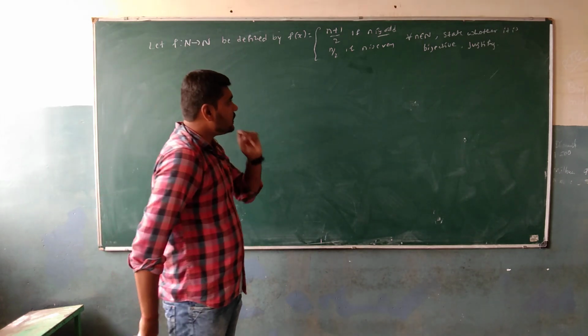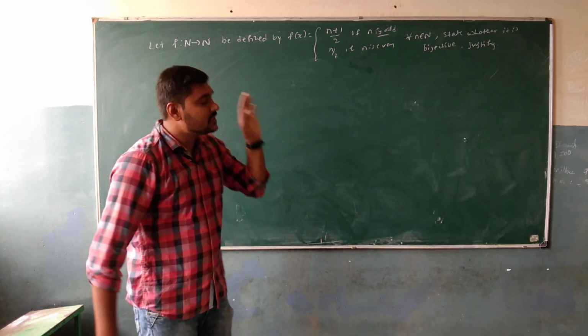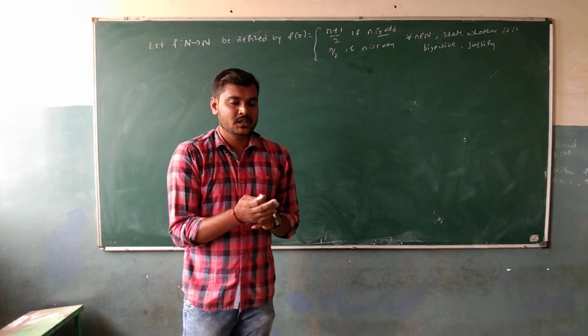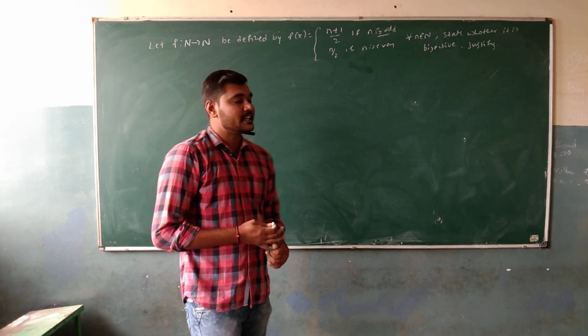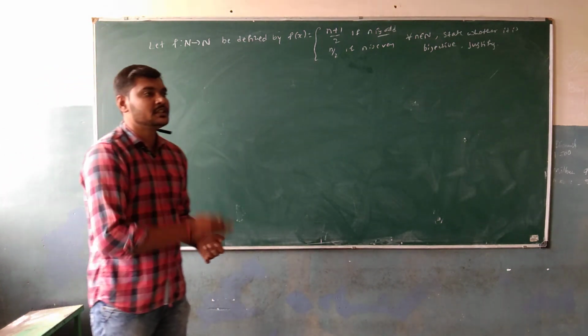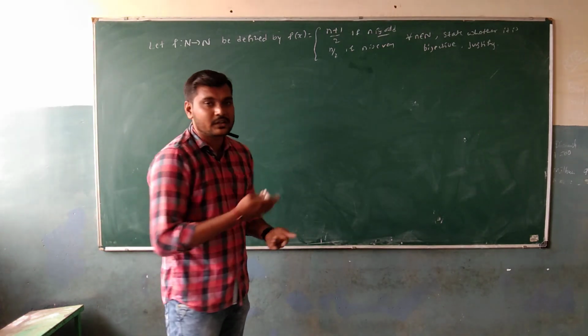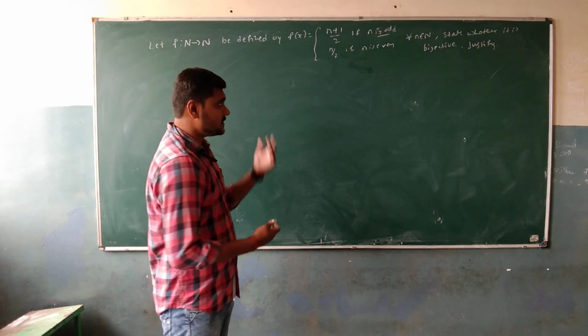So we need to check whether the given function is a bijective function or not. To validate a bijective function, it must be a one-one function as well as an onto function. Or we can say that if the given function is valid for one-one as well as onto, then it is going to be a bijective function.